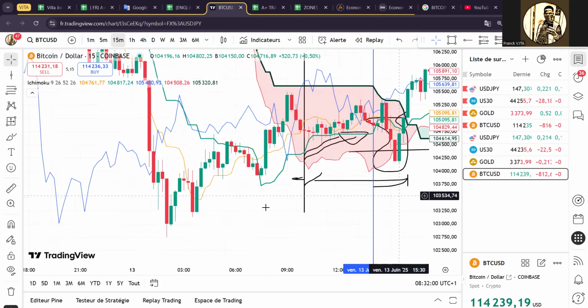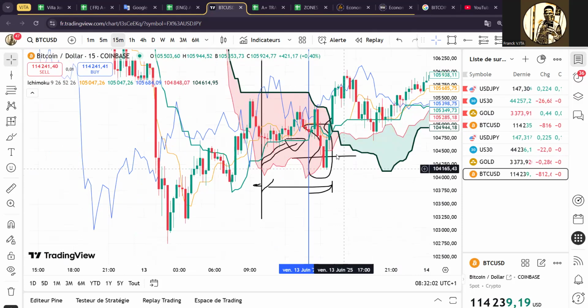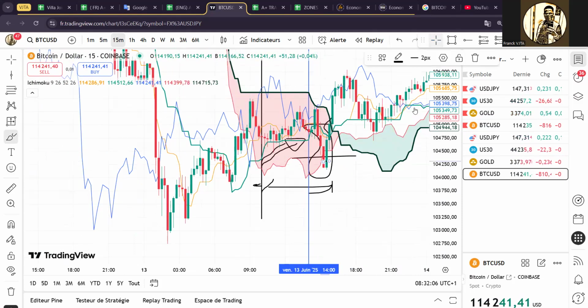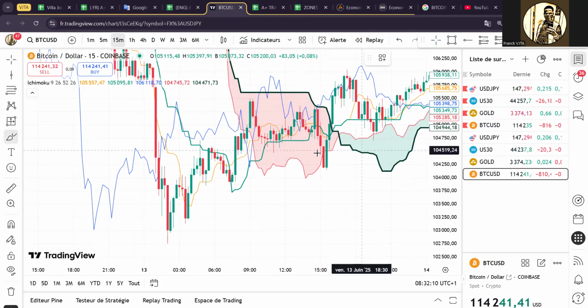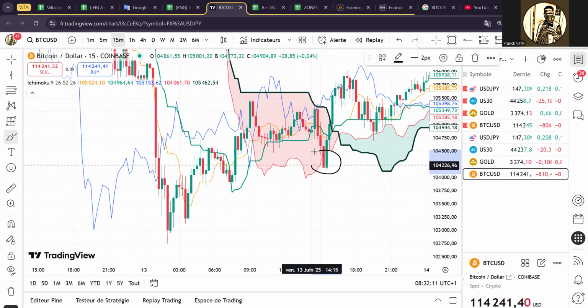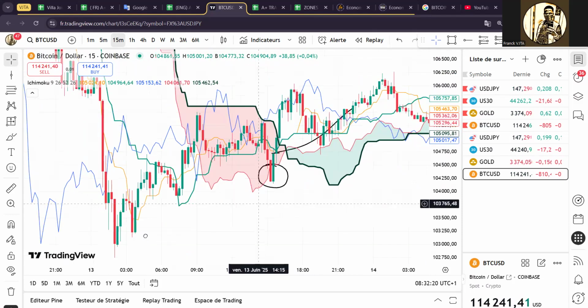Okay, this is an SSA and an embedded SSA setup. Yeah, 15 minutes. This is an embedded SSA here. Setup in 15 minutes. This is it. You can actually buy at the close of this candle and keep buying from this point, right?